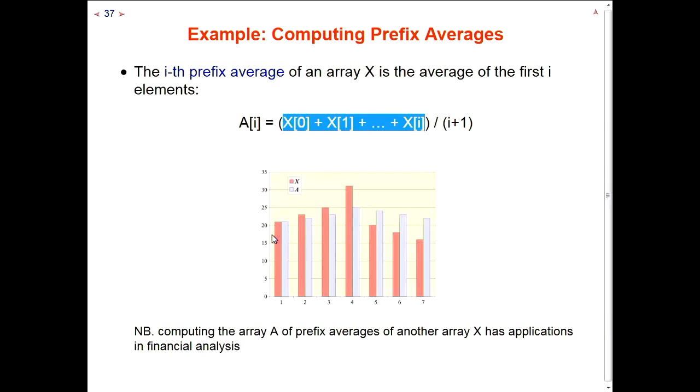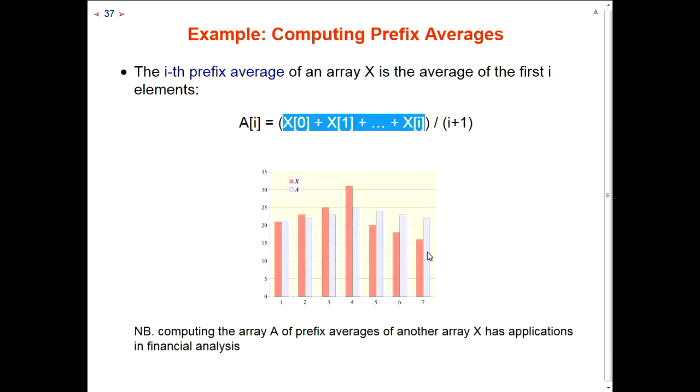Obviously, it's the same for the first number. The average of a number itself is the number. The average of the first two numbers obviously lies somewhere between these two numbers. And then this number here is the average of the first three numbers. This is the average of the first four numbers, and so on. So now our task is to write an algorithm that computes the prefix average for all these elements here.